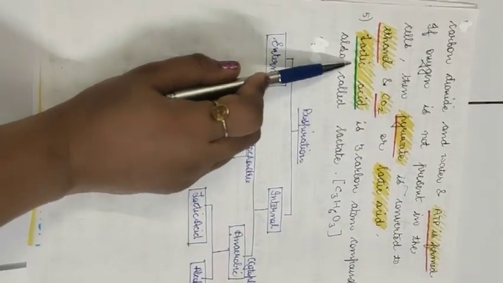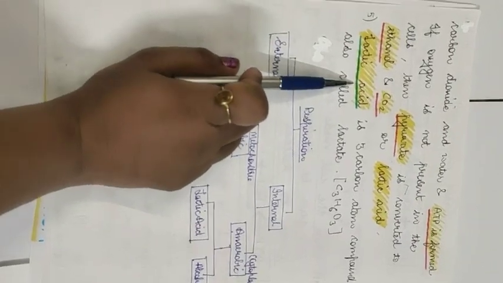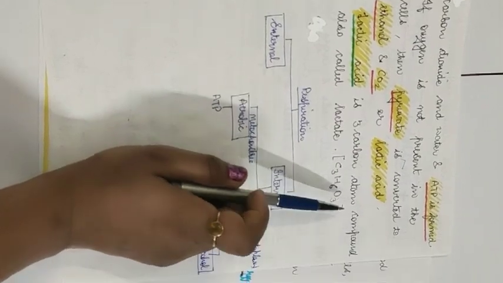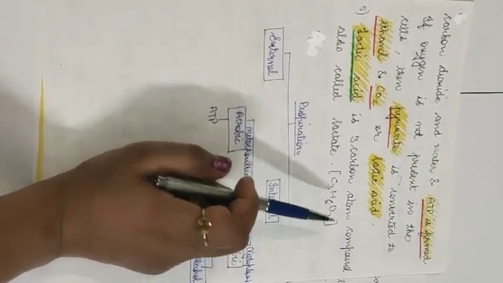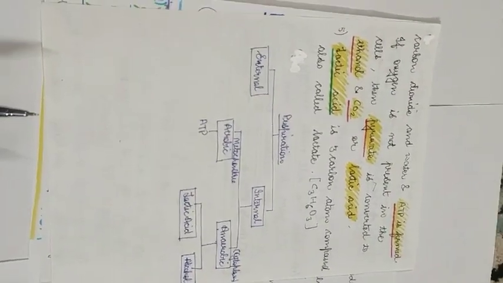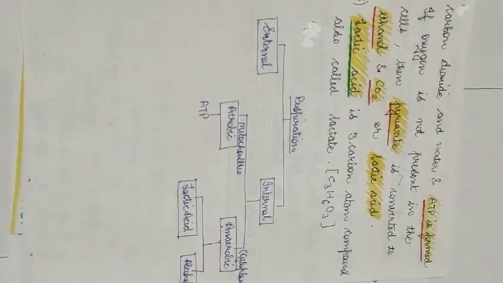So lactic acid is the acid which is present in curd especially. This is a 3-carbon atom compound. Again, like pyruvate, it's also a 3-carbon atom compound, but it is C3H6O3. So please learn these formulas. Now moving to aerobic and anaerobic respiration.